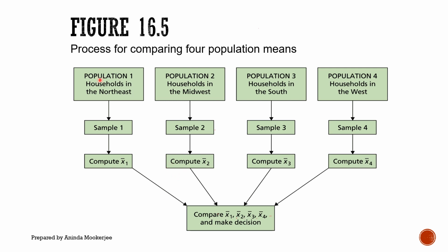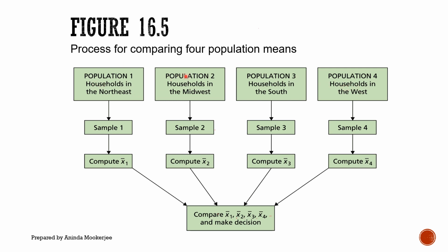So what process do we follow? Again, when there are several means that we are comparing, there are going to be several populations. In this example, or in this chart, we have 4 populations, and we are studying something about 4 different regions in the country. It says here, households in the Northeast, households in the Midwest, that's population 2, households in the South is population 3, and households in the West is population 4. So we have 4 different populations.